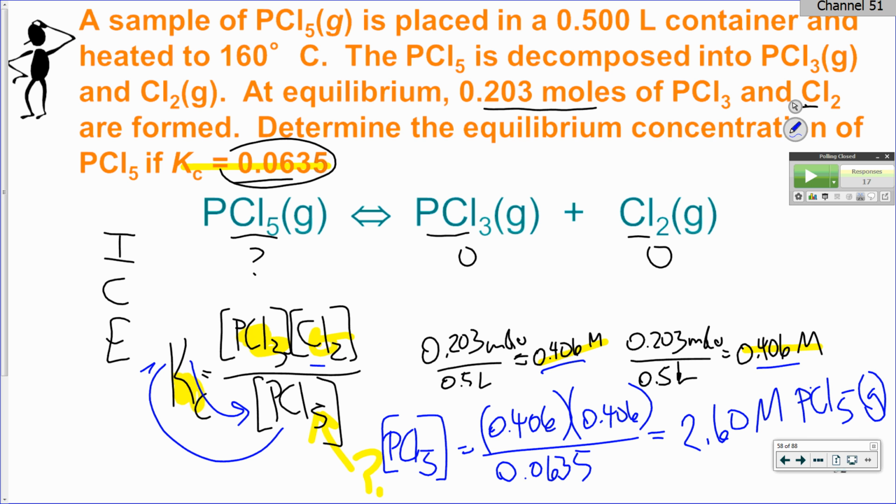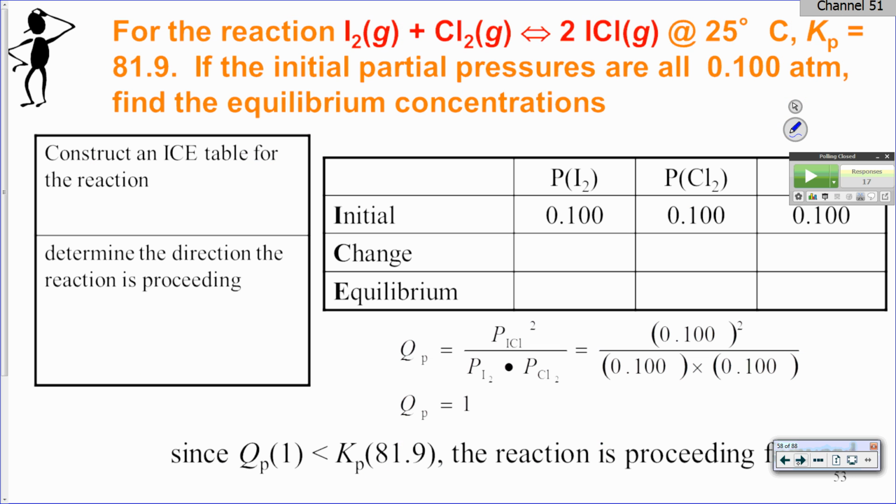Because we knew all the other concentrations in the system at equilibrium, we didn't even have to use anything in the ICE table. That's the great one. If you get this problem, they don't always work like that. Okay, question on this one before I do one more complicated? All right, let's step it up a notch.